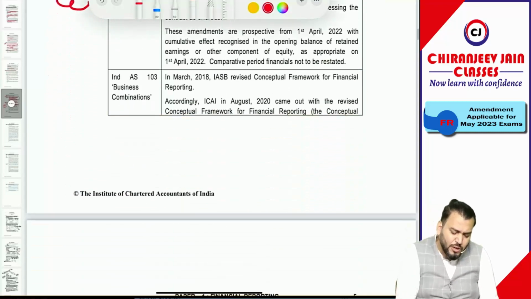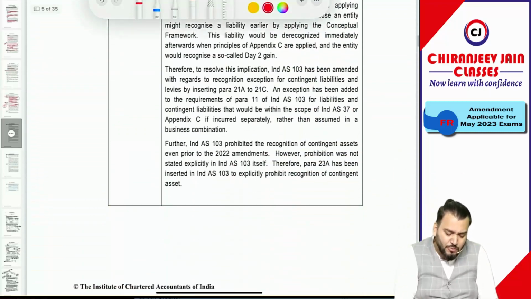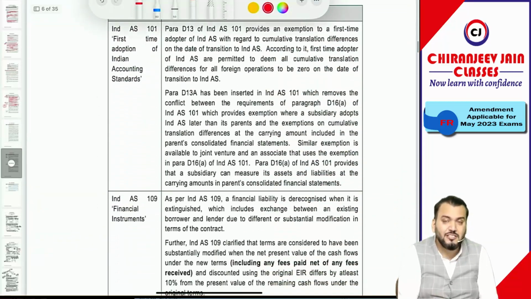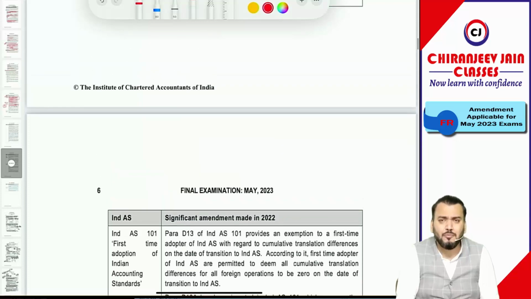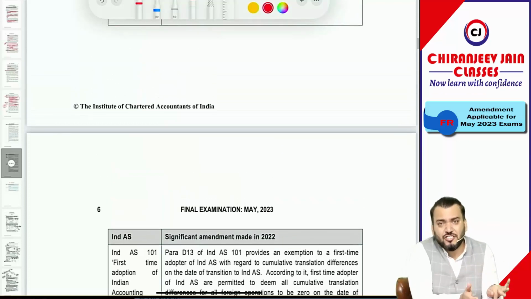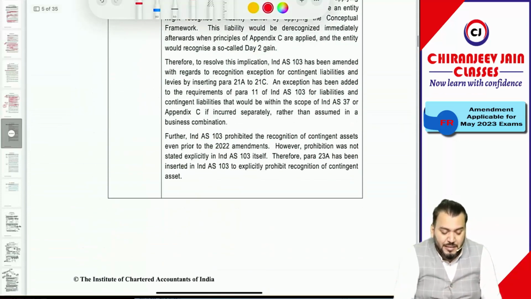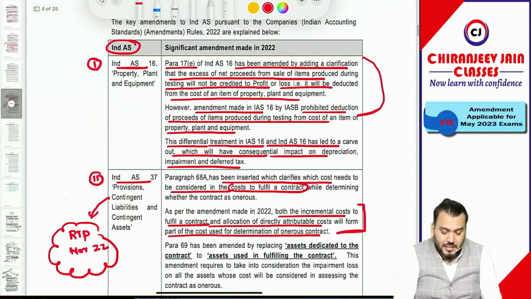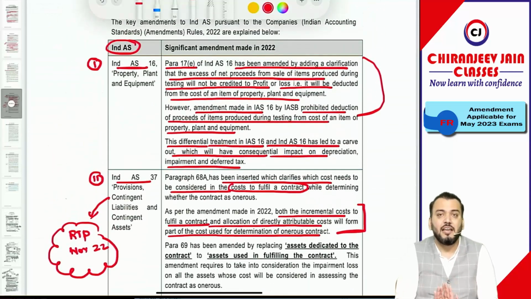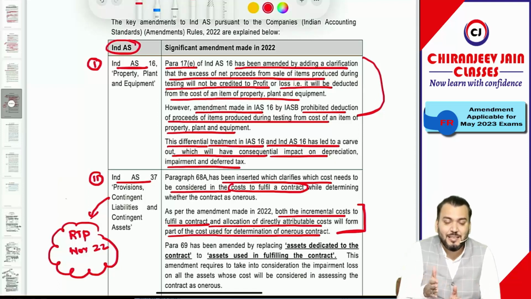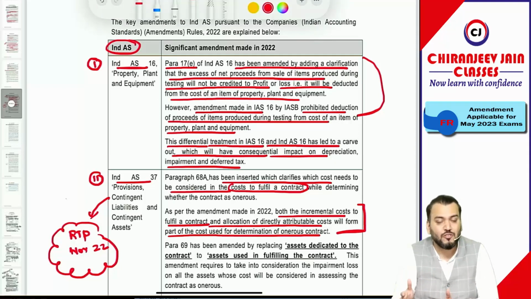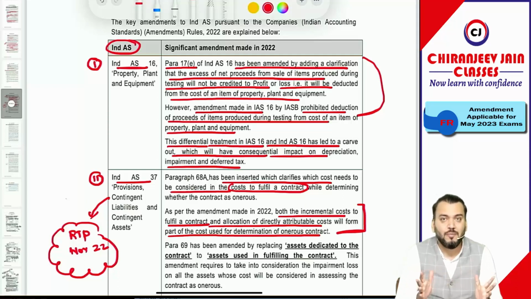After this there are some more amendments, but if you read them you will be able to understand. From my point of view, these amendments are not important from examination point of view. I am not discussing them now because we have already discussed them in our previous amendment classes. Got it? Yes, sir. So these are all the amendments related to the CA Final Financial Reporting paper applicable for the May 2023 exam. I hope you have understood.